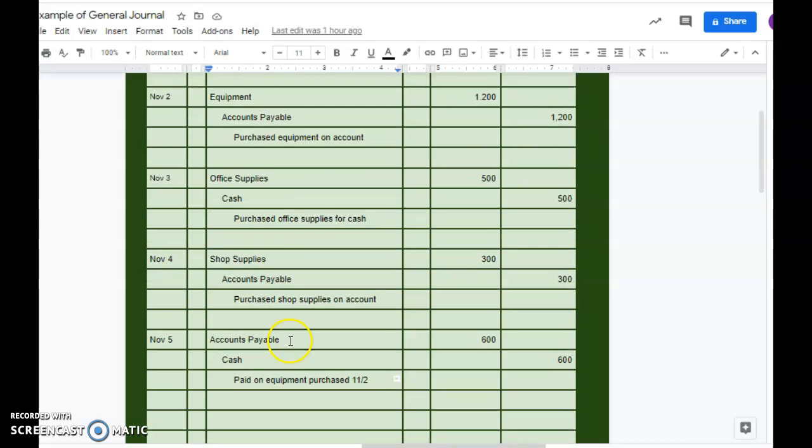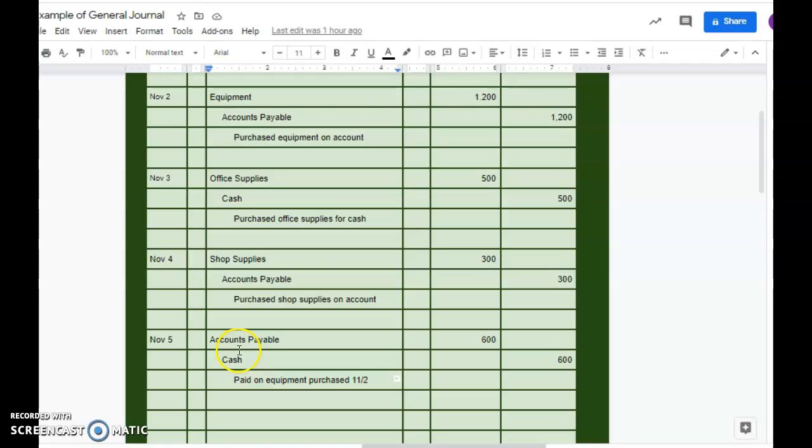The next one is shop supplies. We purchased shop supplies on account. So we are increasing shop supplies. We're debiting it because it's an asset, and we're crediting accounts payable because we're increasing accounts payable because we purchased something on account. We didn't purchase it with cash. We put it on credit and we're paying for it later. So we see we've credited it $300.